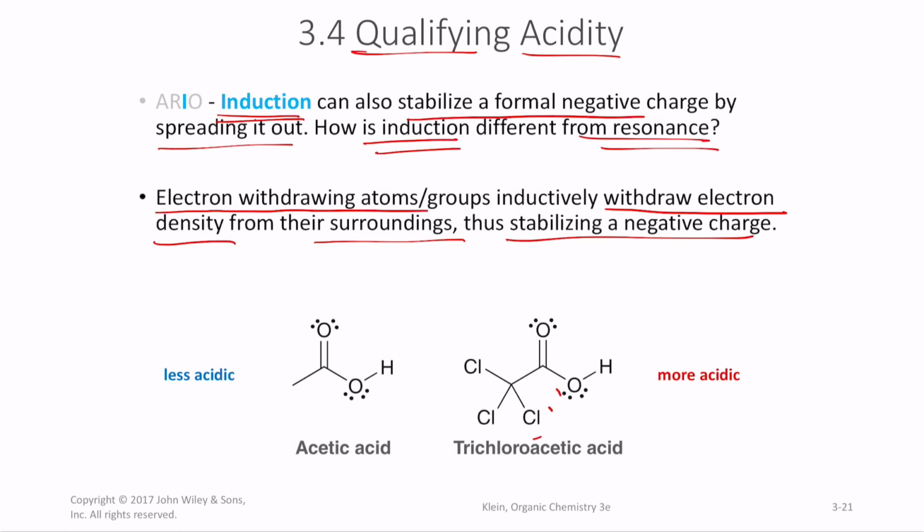So when you have electron withdrawing atoms on the beta carbon, what does that beta carbon mean? Let me draw the conjugate base for this. This is the conjugate base, and we have oxygen here, and there are chlorines here. The oxygen is bonded to a carbon. This carbon is called the alpha carbon, and the adjacent carbon after that is called the beta carbon.